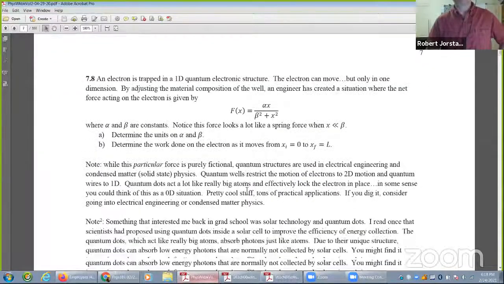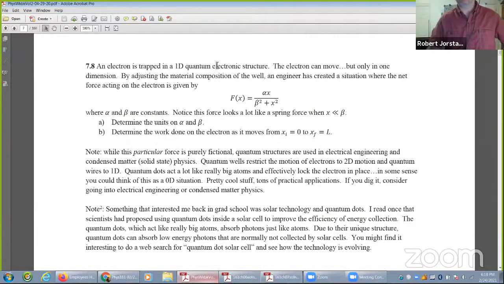Here's another one. Imagine you have an electron trapped in some structure. Now, this is a little goofy as well. All these problems, 7.7 and 7.8, are goofy, but I'm trying to give you an idea of how this might actually be applicable, even though these particular ones are completely fictional. This particular one is purely fictional, but it is doable for you, and these relate to similar problems that you might see later.